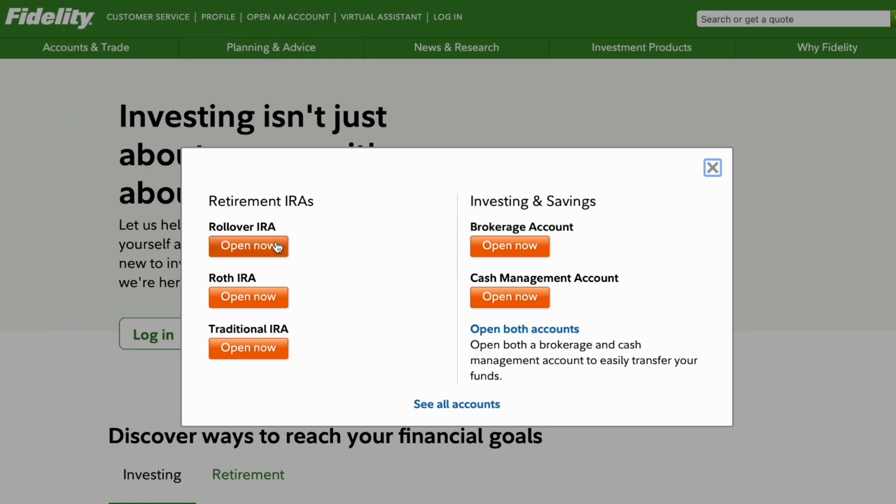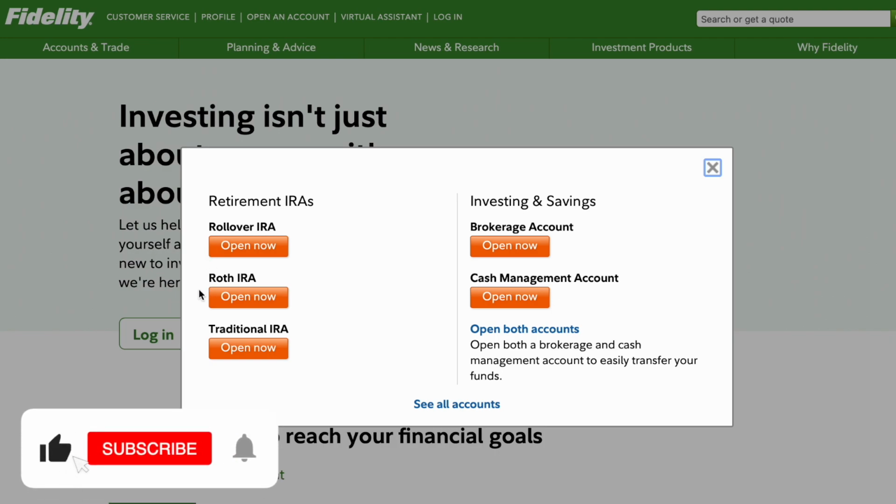Now we've got three options. We've got rollover IRA, Roth IRA, and traditional IRA. Don't worry, I'll explain what each of these accounts mean. To start, if you have money from a company investment account, like a 401k, you can select rollover to move that money into a Roth or a traditional IRA. The rollover name is essentially just referring to the process of bringing the money into the account. But for most people, you'll be looking at these two accounts, Roth IRA and traditional IRA.